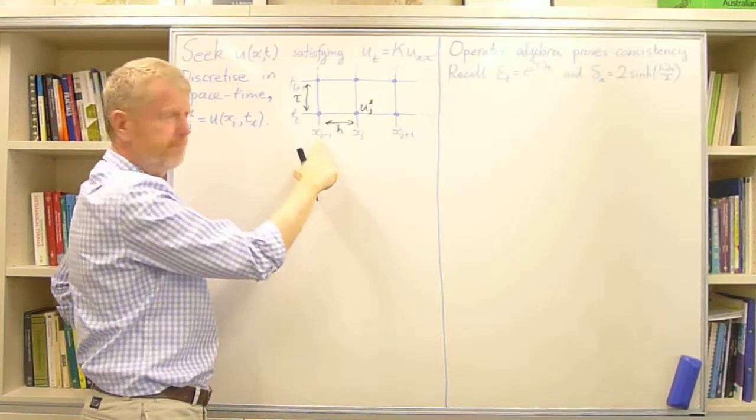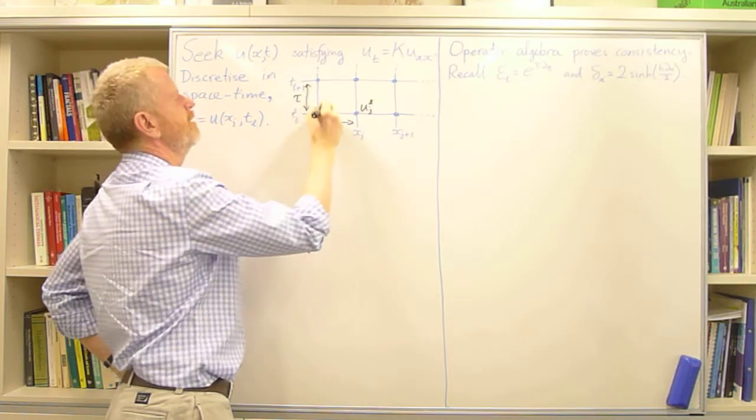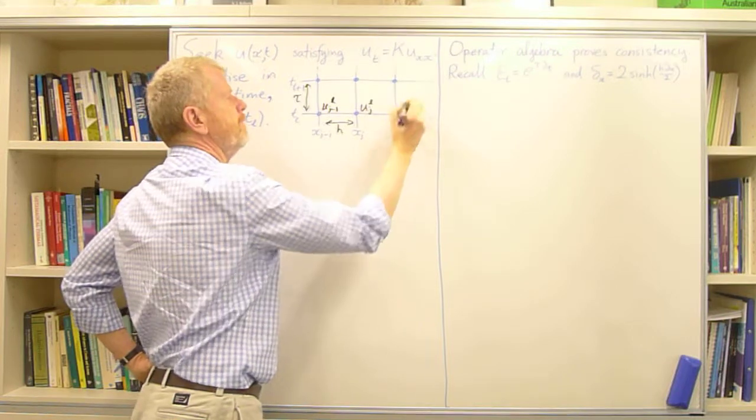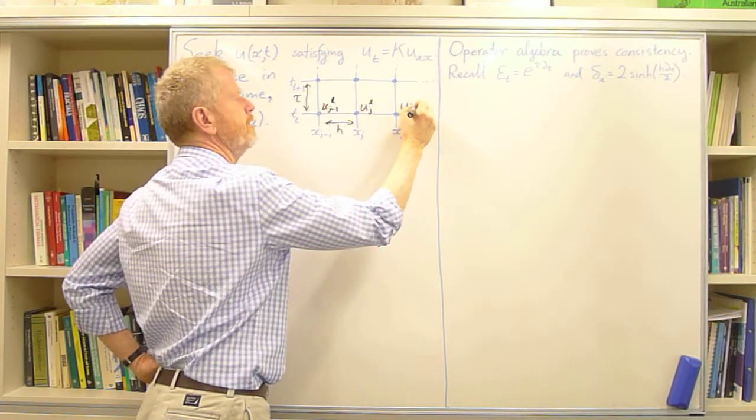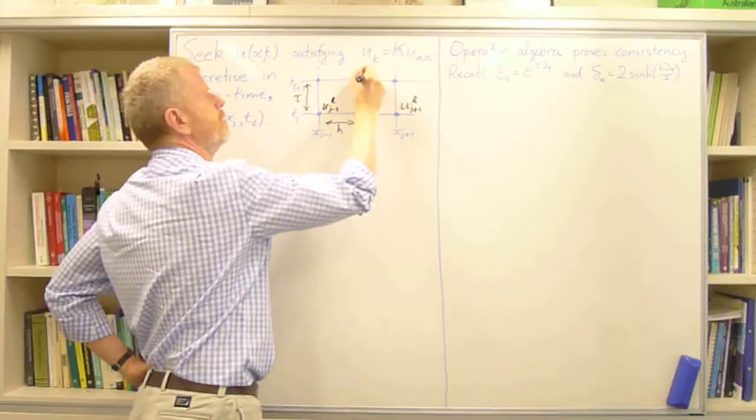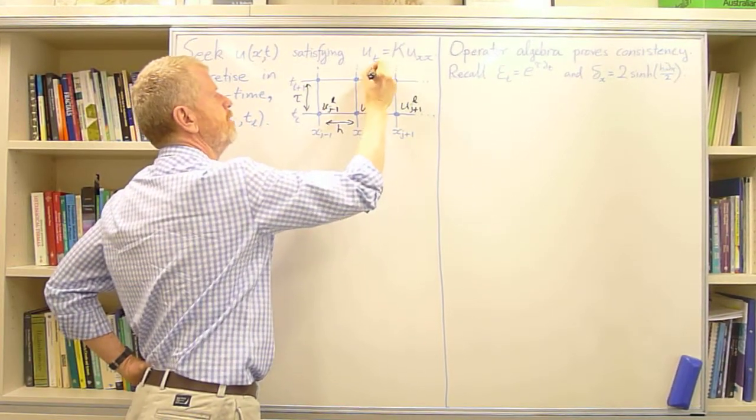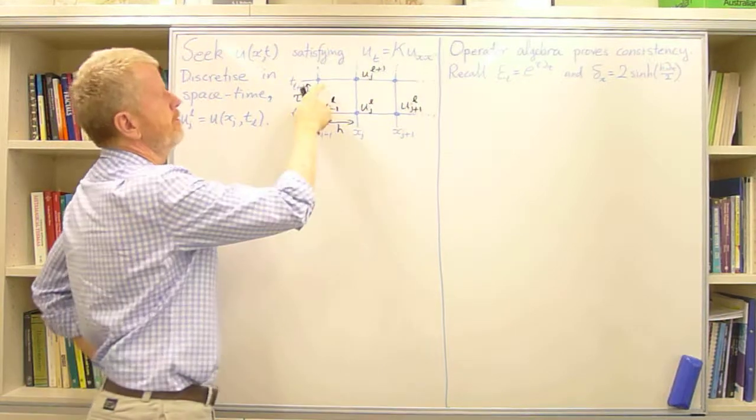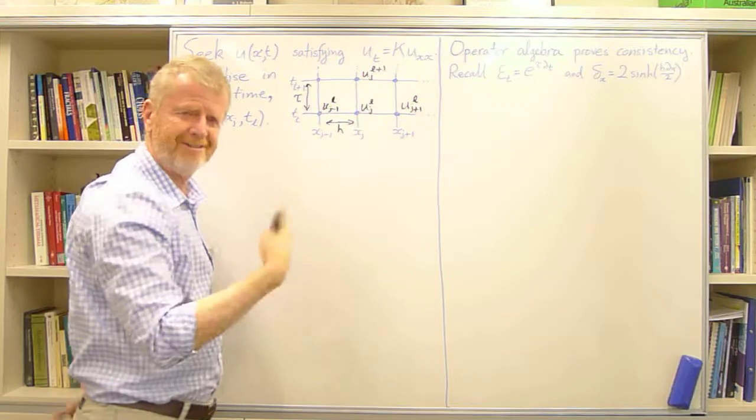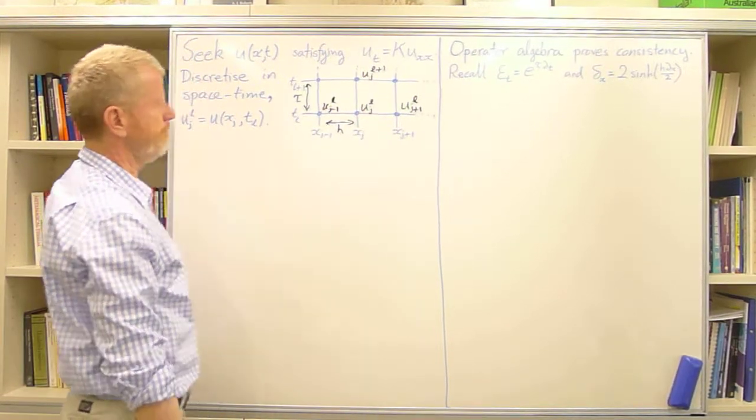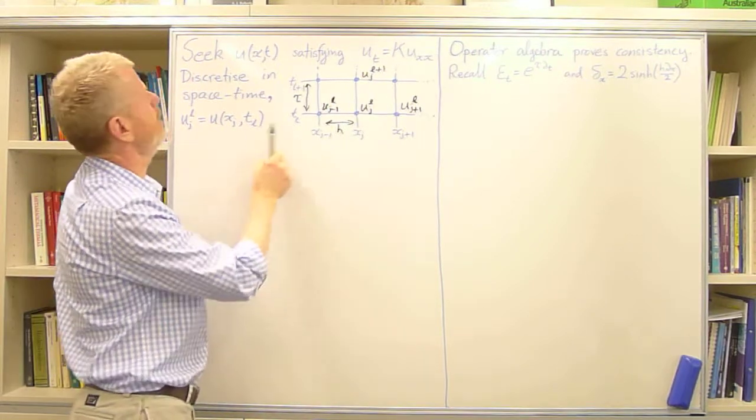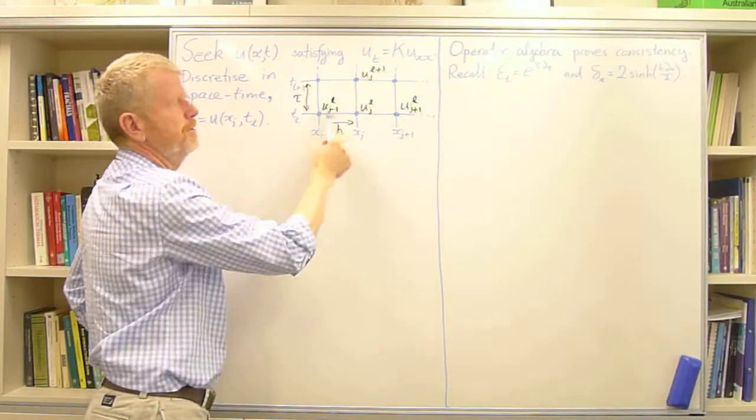The value of u at xj minus 1, tL is u j minus 1 l. The value at xj plus 1 is u j plus 1 l. And then at the next time step, we'll be looking for the values u j l plus 1, u j minus 1 l plus 1, u j plus 1 l plus 1, and so on. Okay, our first discretization is only going to involve these four values.